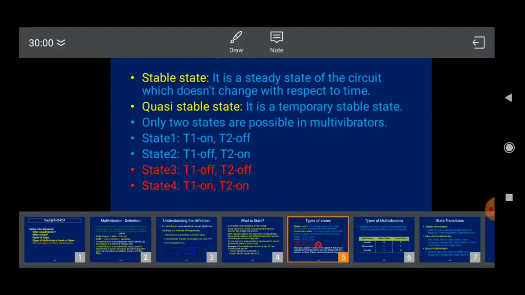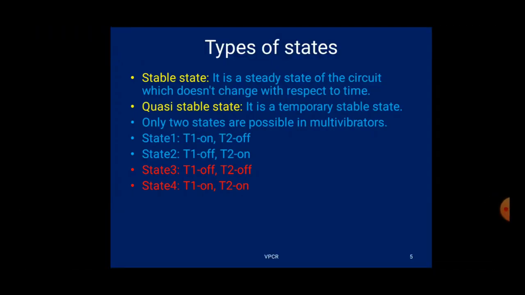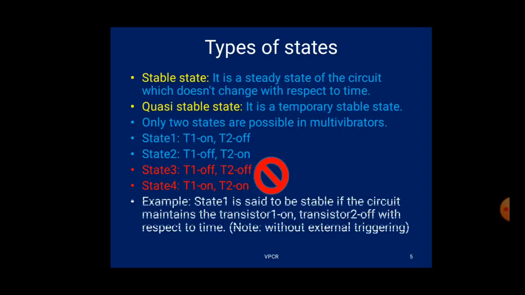So now, state 3 and state 4 are not valid. For example, state 1 is said to be stable if the circuit maintains transistor 1 on and transistor 2 off with respect to time. That means as time progresses it maintains the same state. That means T1 is on and T2 is off.